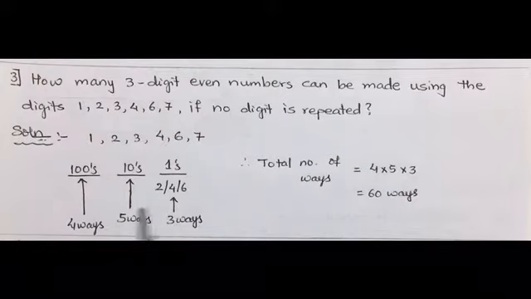2 numbers are already occupying it. So for the hundreds place, only 4 numbers are remaining to be arranged, so it can be done in 4 ways. So the total number of ways becomes 4 into 5 into 3, that is 60 ways. Here also we have used the fundamental principle of counting. That makes it easier for arranging the objects.